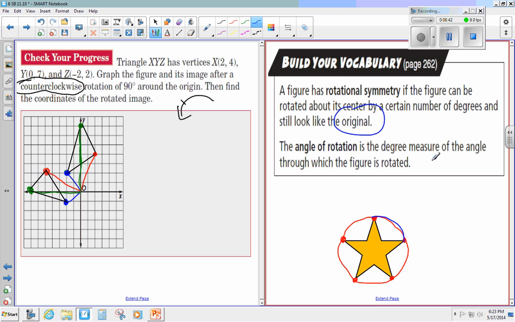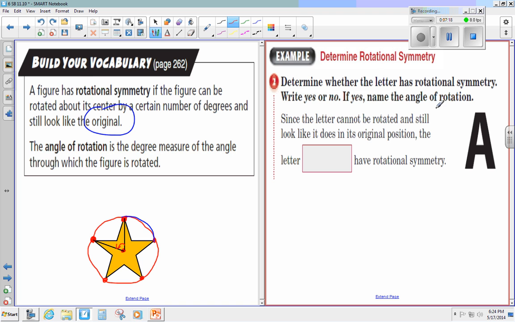The angle of rotation is the degree measure of the angle through which the figure is rotated. So take a look. This point here got rotated to here. So let's come up with an origin. What you'll end up with is going from here to there, there to there. That is your rotational symmetry, your degrees, whatever that is. So determine whether the letter A has rotational symmetry. Write yes or no. If yes, name the angle of rotation.